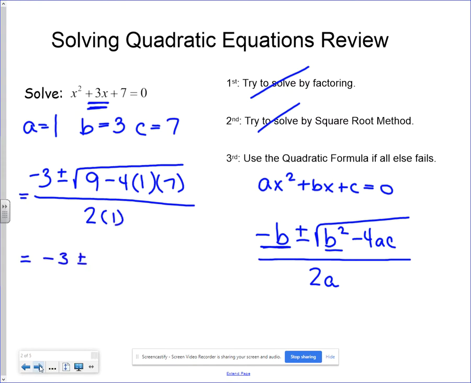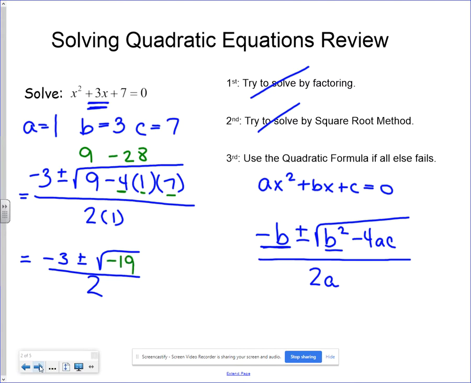So let's work this out. 2 times 1 is 2. Let's figure out what's under the square root. So we got our 9. And let's go negative 4 times 1 is negative 4, times 7 is negative 28. We got 9 minus 28. What does that give us? That gives us negative 19.